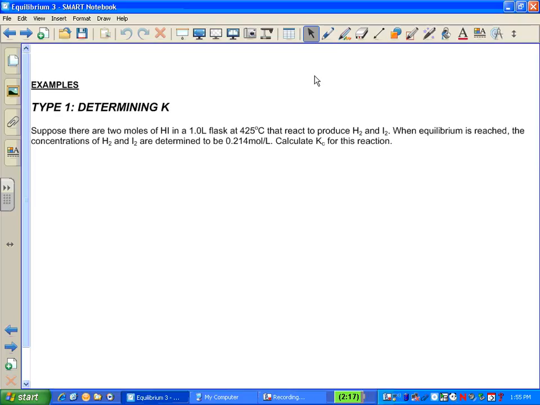Anytime you want to start a problem, you need to have the balanced chemical equation. So in this case, we're starting with HI and it's going to be in equilibrium with I2 and H2. And when we balance this equation, we see that we're going to need a coefficient of 2 in front of the HI. So this is our balanced chemical equation.